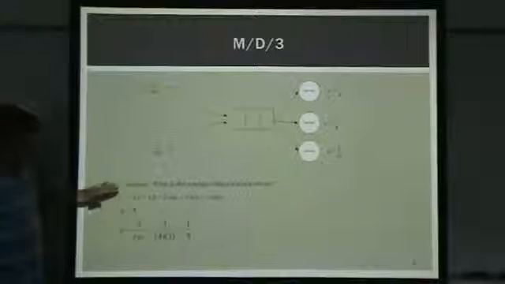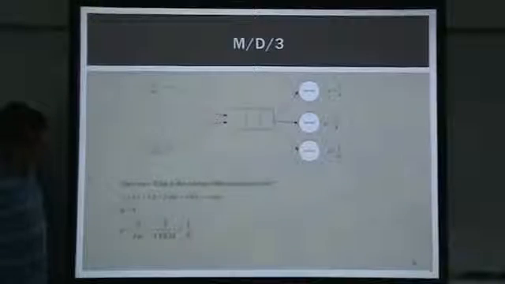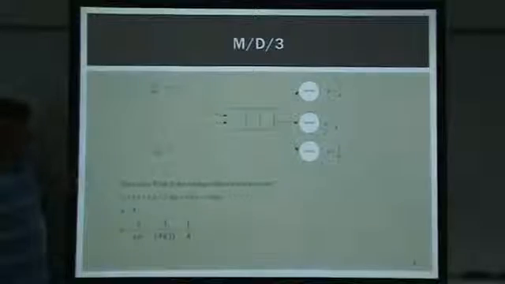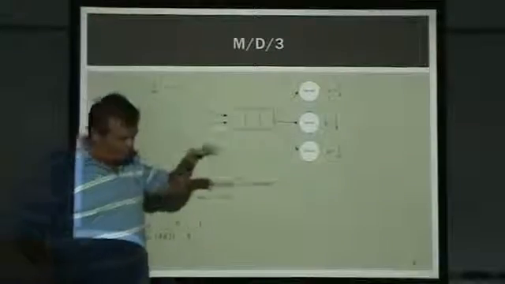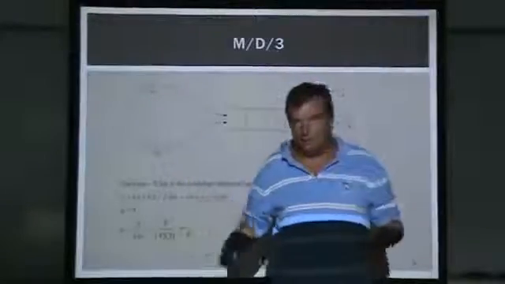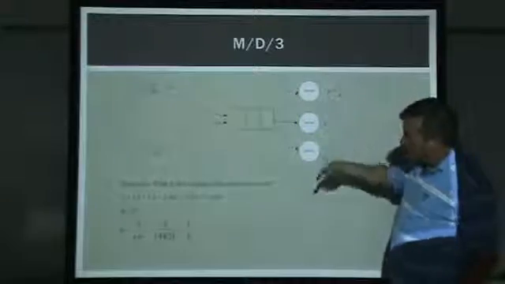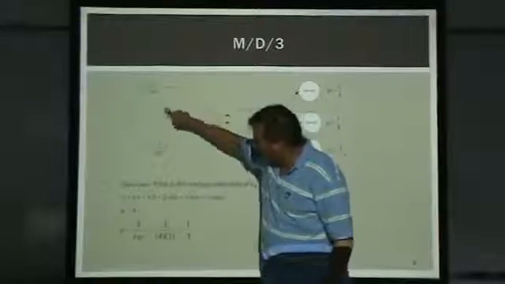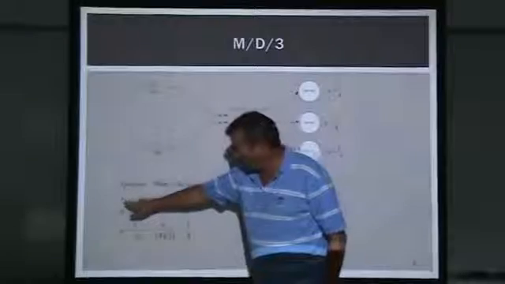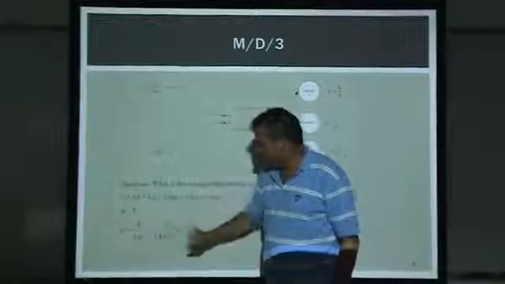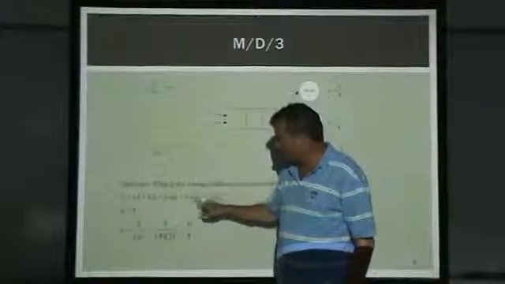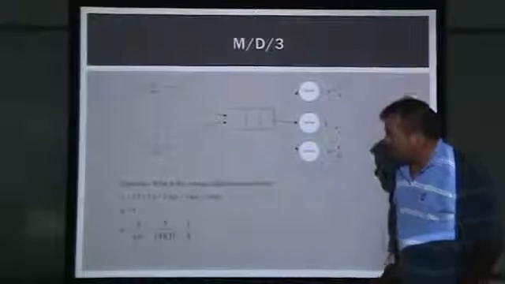So the question: what is the average utilization of the server? We said the average utilization was the rate in divided by the rate out. So we have to figure out the rate in first. The rate in is these 2 added together. So the rate into the queue is lambda 1 plus lambda 2, which is 2 per second plus 1 per second, equals 3 per second.